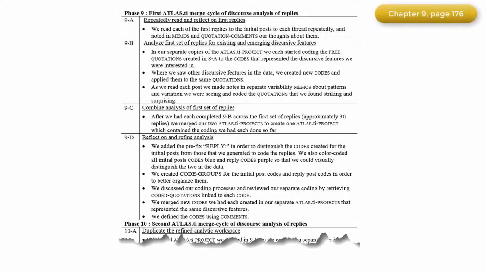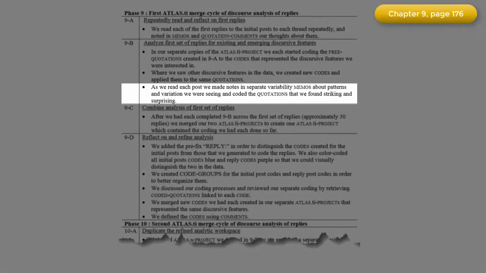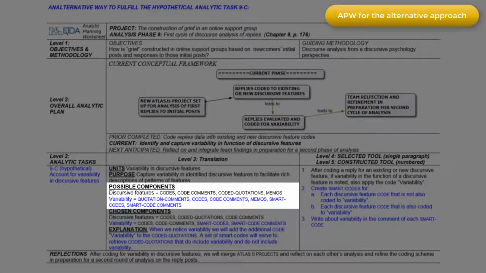In part 2, we decided that the alternative way to account for variations in discursive features would be to start by splitting the original analytic task 9b into two, and have the last item about variability as a hypothetical task 9c, so that with that task we would start afresh in deciding how to accomplish it with components of ATLAS.ti.